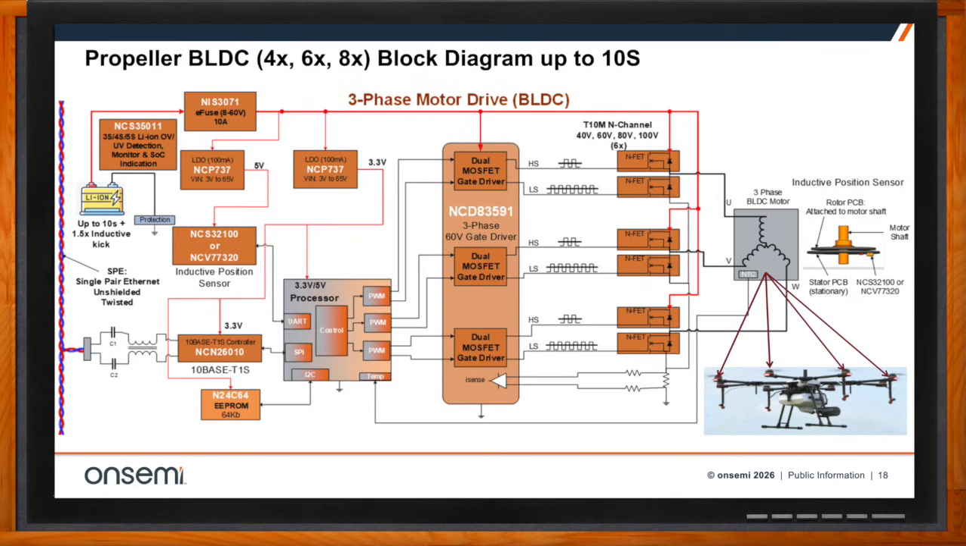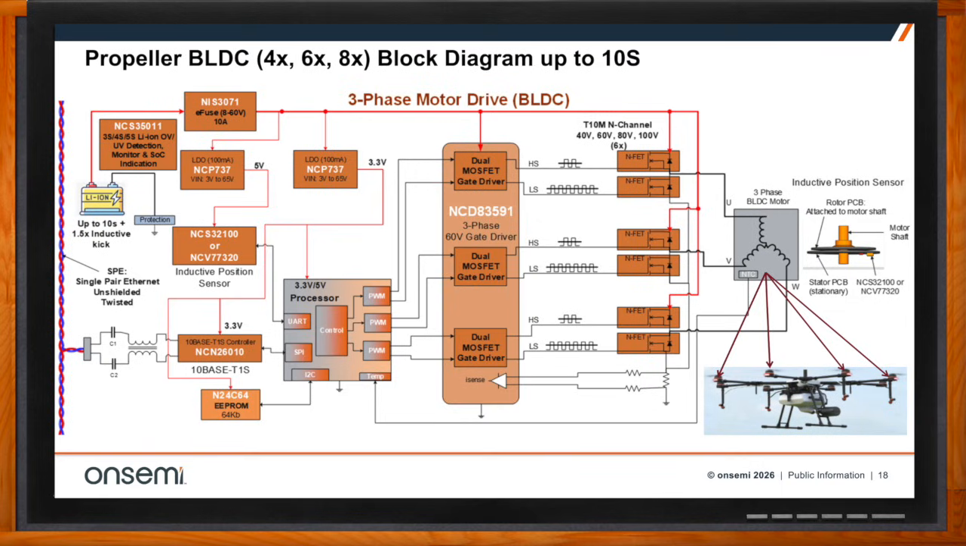Meanwhile, on the bottom left, I've got the NCN26010 10BASE-T1S controller. That's a CAN replacement. You can use a CAN controller as well for a multi-drop protocol for wired communication. I'll talk more about this later. But we do recommend transitioning to 10BASE-T1S because you can go 2 to 3 times faster than CAN over the same 2 wires, and you also have Ethernet.